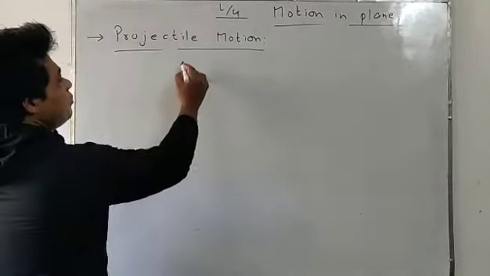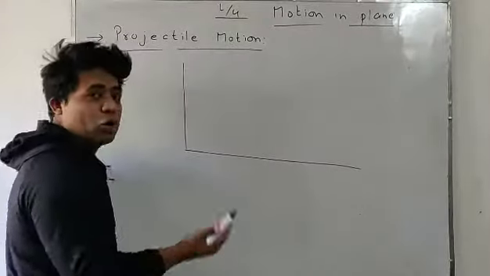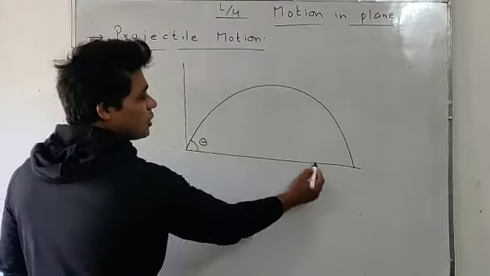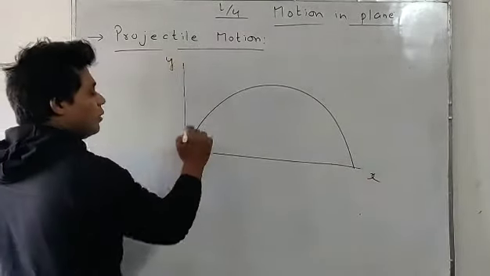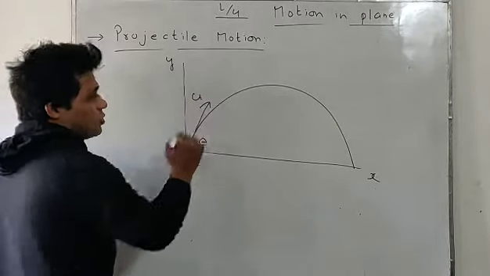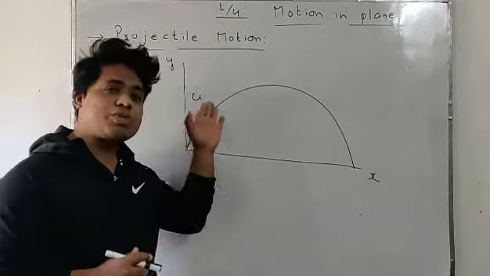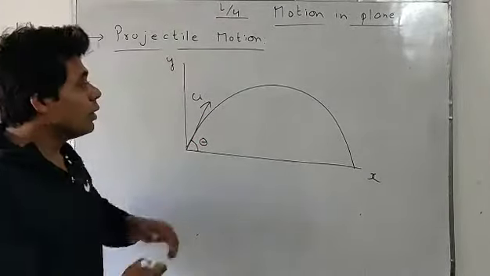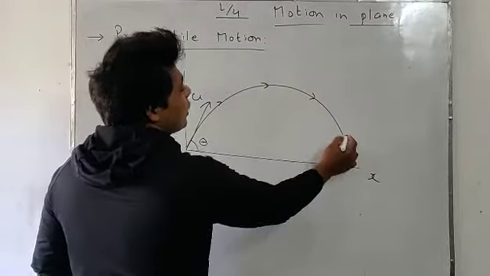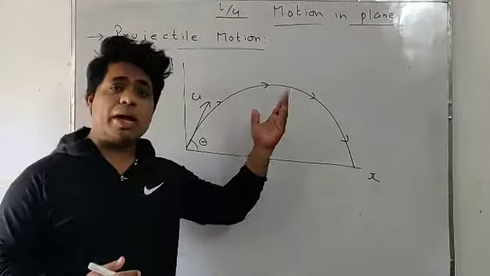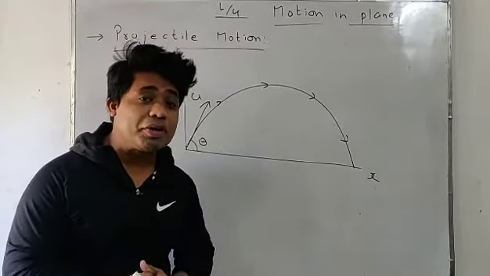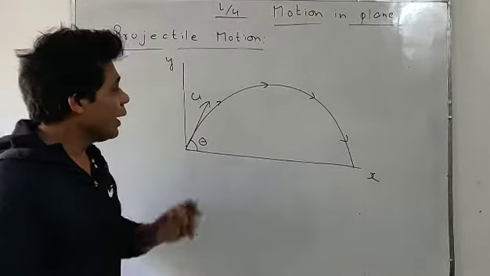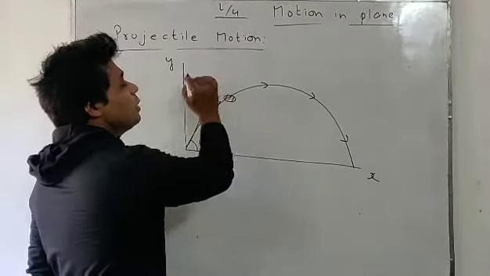Look at students, whenever we throw an object making some angle with the horizontal and with some initial velocity, and after that the object travels and executes motion under the influence of gravity, such motion is said to be projectile motion. And the particle that we throw is said to be the projectile.